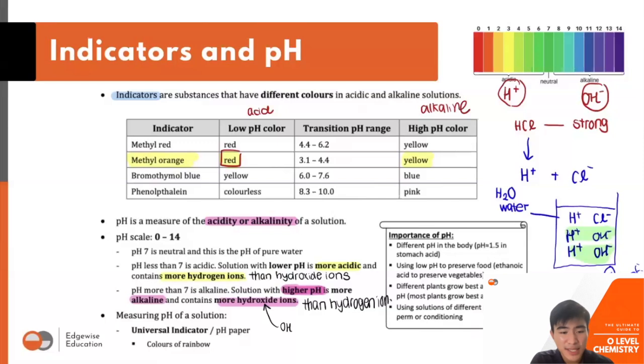Back to the importance of pH. Plants grow best at 5.6. This one is just for your information. When they ask what is the importance of pH, you can say some plants grow well in slightly acidic conditions. This number, no need to remember. All right, moving on. Any question? No question, then move on.